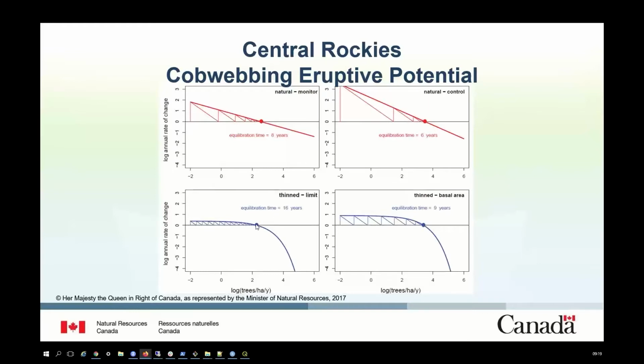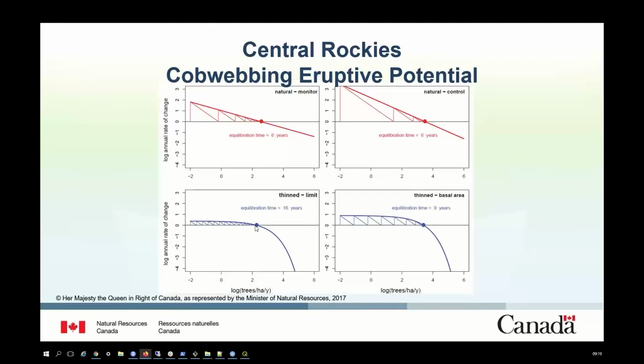If I go down to these thin stands here with this low flat curve, it takes 16 years, and each one of these steps is a year of growth. It takes 16 years to grow from endemic all the way to this equilibrium point. And this is a population that is going to grow to a maximum growth rate of about 4 trees per hectare per year. So this population does not have a lot of eruptive growth potential.